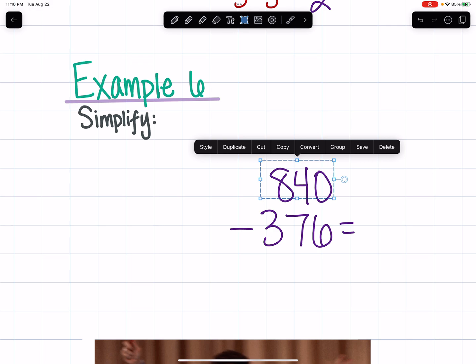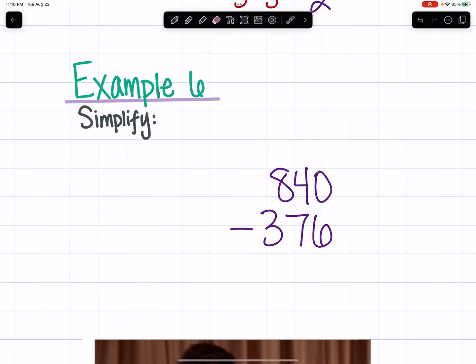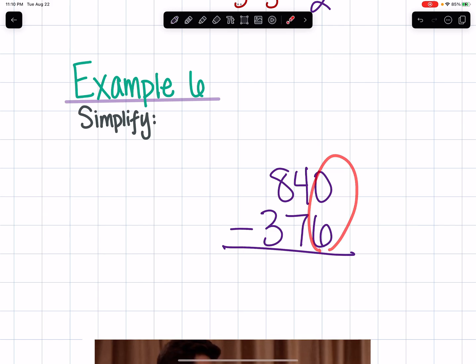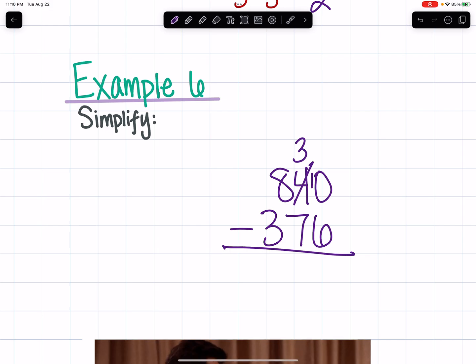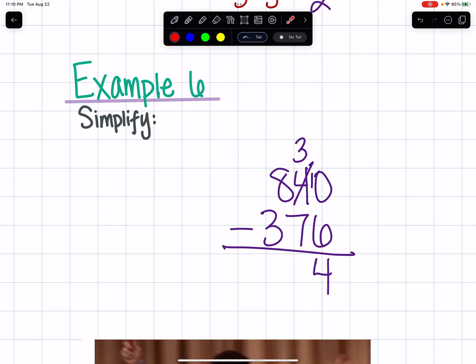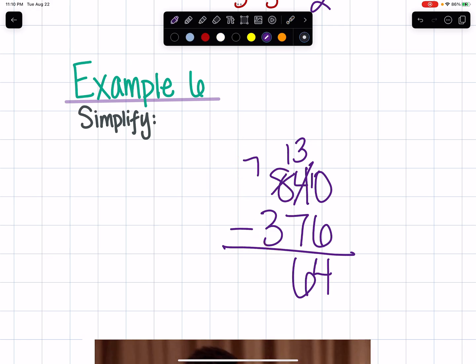You know how to do the math on that, so I'm just going to rearrange it so it looks a little different. Okay, let's start with the ones place. 10 minus 6, we're going to have to borrow. So let's borrow from that 4, make it a 3, make that a 10. Now I can do 10 minus 6, and I get 4. Now I'm going to do the tens place. 3 minus 7, oh my, I'm going to have to borrow again. Borrow from this 8, make that a 7, and make that a 13. 13 minus 7 is going to be 6. And then we finally get to the hundreds place, 7 minus 3, and we've got 4.